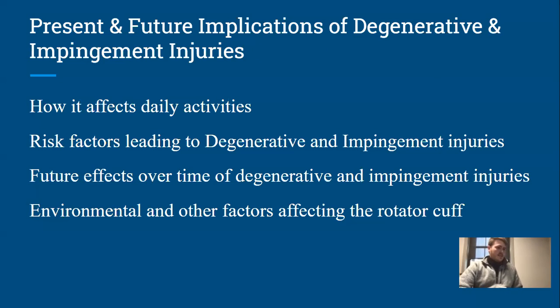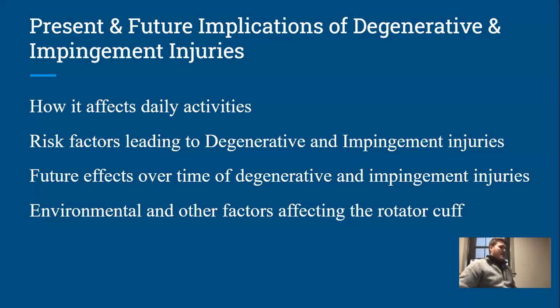Risk factors leading to degenerative impingement injuries. They're mostly caused by wear and tear of daily living. Aging is another big thing, and people over 40 have increased risk over time. Repetitive lifting and overhead activities increase these risks. Sports such as baseball and tennis, if you play them, have the most shoulder joint injuries in their respective sports.